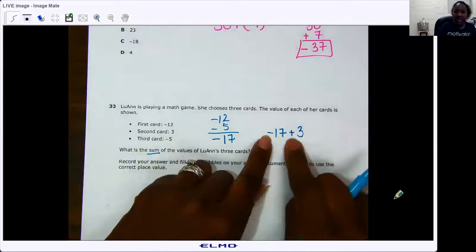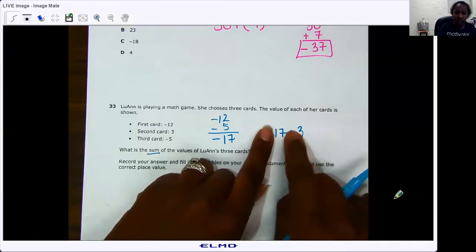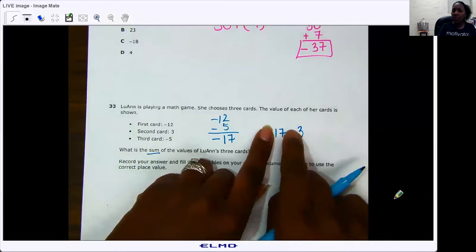Now, if I take a look at this, I have 2 different signs. When I'm adding or subtracting negative numbers, if they have different signs, I subtract them and keep the sign of the bigger number. So if I ignore the signs, which number is bigger, 17 or 3?